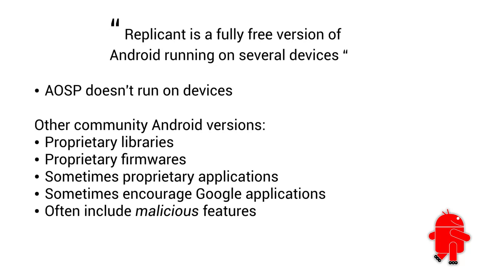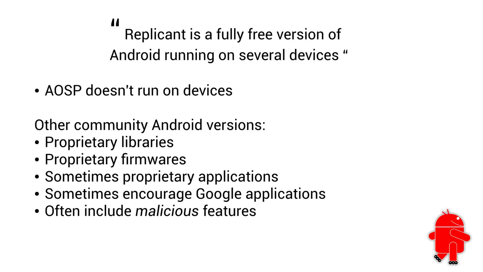For instance, a very popular Android version is MIUI. That particular version includes a lot of proprietary applications on top. Some community Android versions also encourage the use of Google's proprietary applications, such as the Google Play Store, the Google Maps, YouTube, and all that.